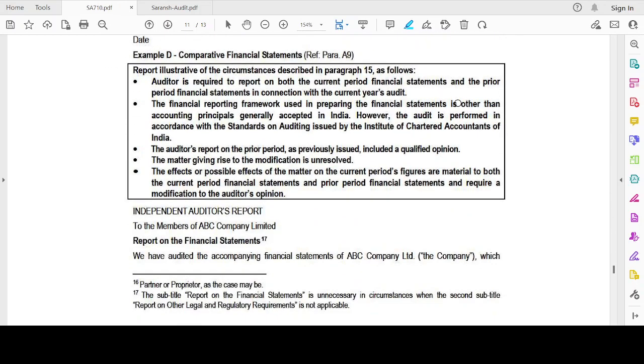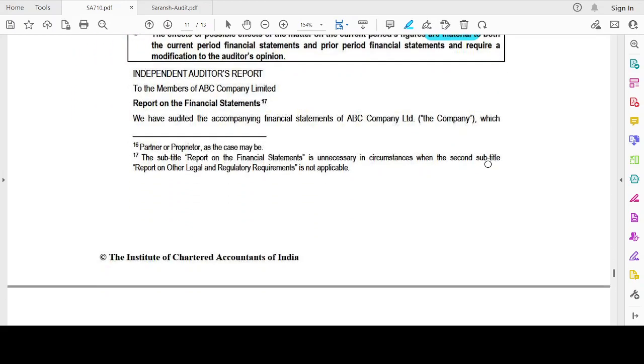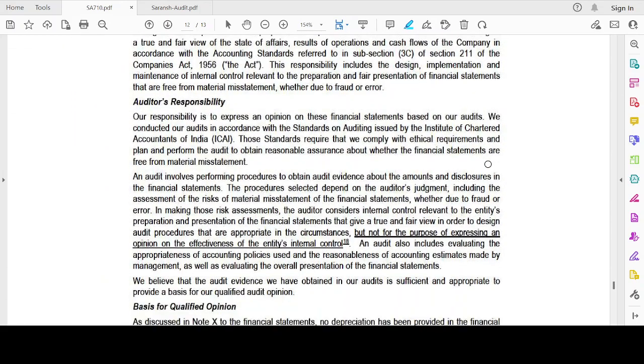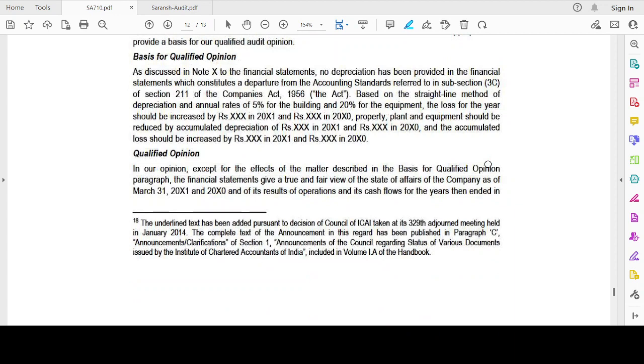That's just examples, right? So let's have an example for comparative financial statements and close this session. The auditor is required to report on both current and previous year. The financial reporting framework used in preparing the financial statement is other than accounting principles. However, the audit is performed as per ICAI standards on auditing. The auditor's report on the prior period, as previously issued, includes a qualified opinion, and it is unresolved and it is material. So let's see how it has been dealt with in the basis for qualified opinion paragraph.